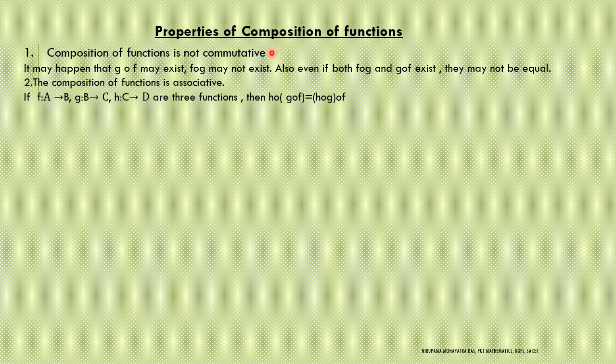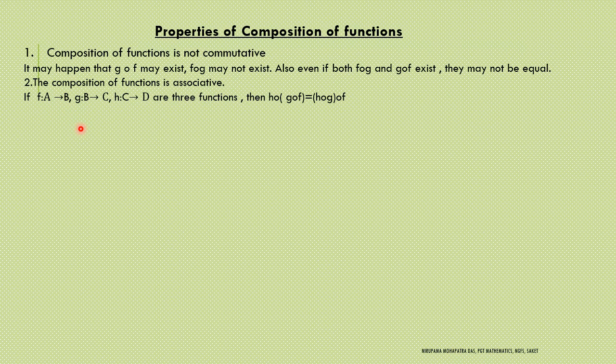So f of g and g of f are not equal. Sometimes g of f may exist and f of g may not exist, and sometimes even if both the compositions, both f of g and g of f exist, they may not be equal, as we have seen in our example in the previous slide.